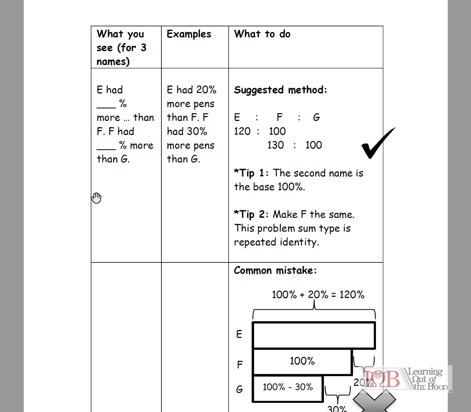I have intentionally missed it out because I want to focus on the base 100%, and most people will make this kind of mistake by literally adding or subtracting the percentage from the 100%, and it's wrong. So please take note.